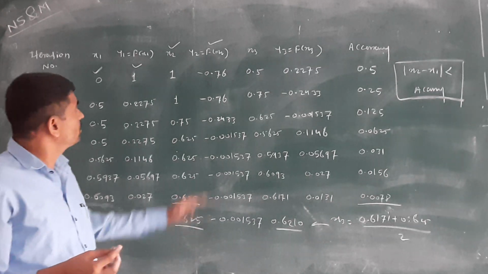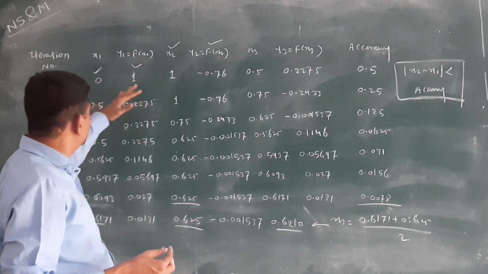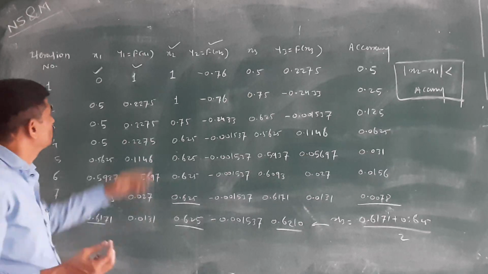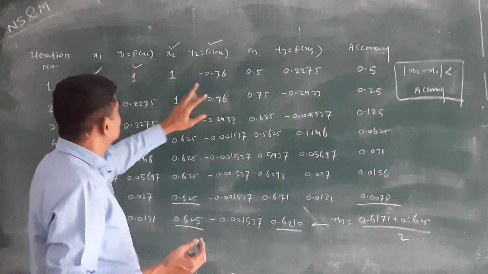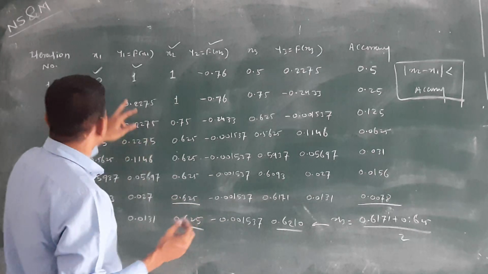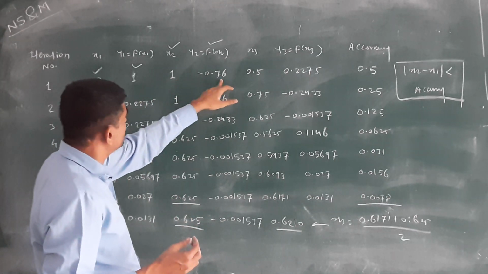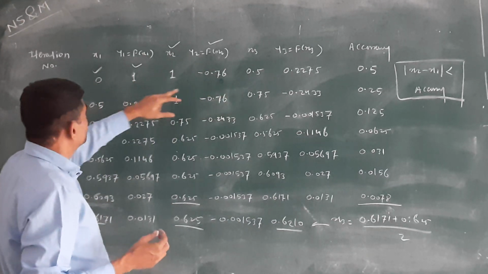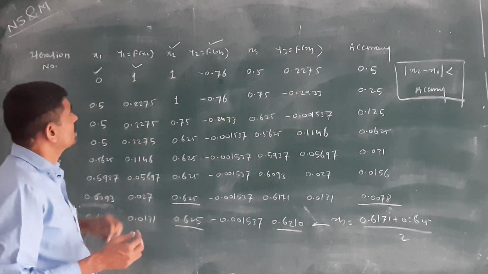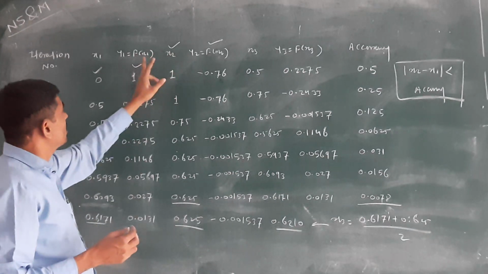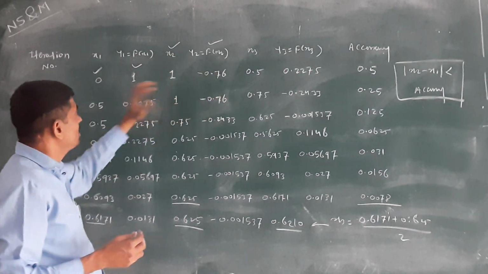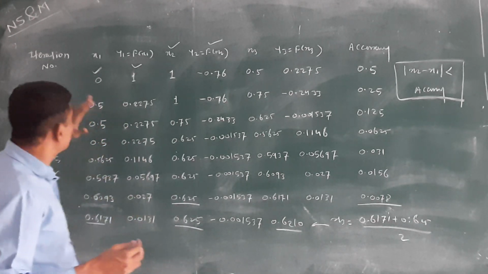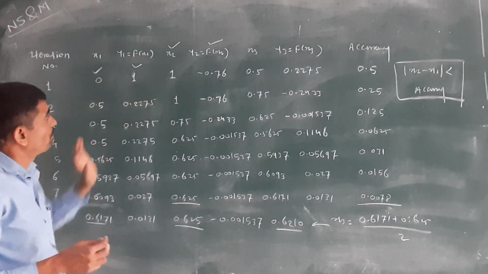Then you have to check the condition f of x1 into f of x2, or y1 into y2, is less than 0 or not. Means this 1 into minus 0.76 is less than 0 or not? Yes, this condition is satisfied. y1 into y2, or f of x1 into f of x2, is less than 0. That's why we consider the initial guesses 0 and 1 to be right.